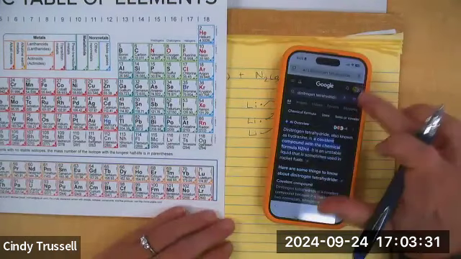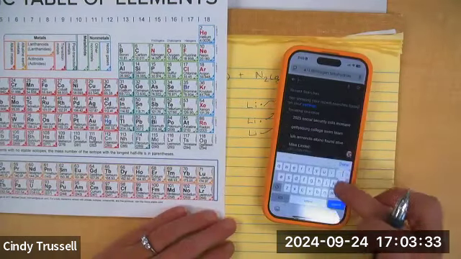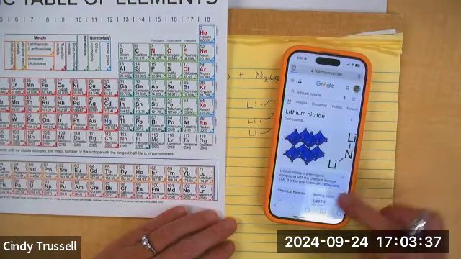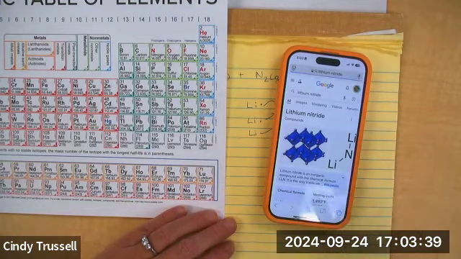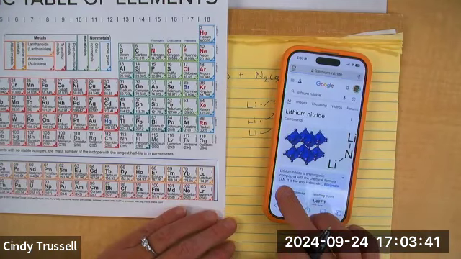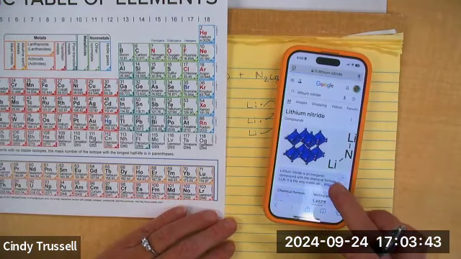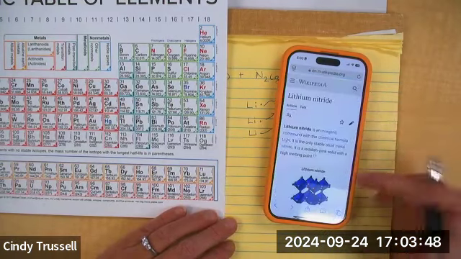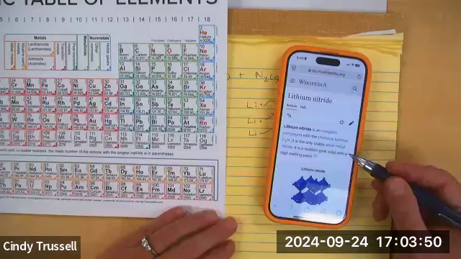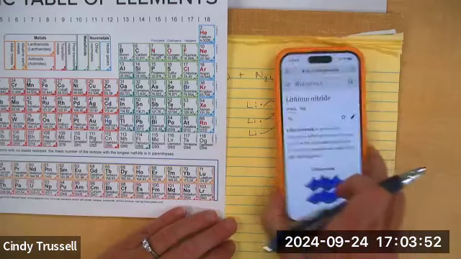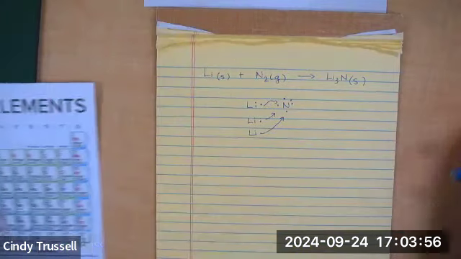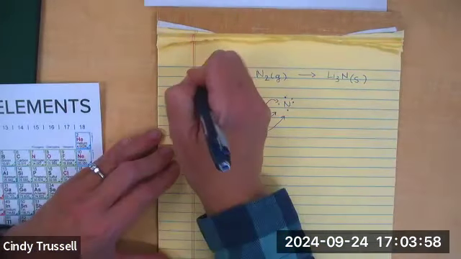So again, we're going to go to Google and search lithium nitride. It says it's an inorganic compound with the chemical formula Li3N. It is the only stable alkali metal nitride. It is a reddish pink solid with a high melting point. So it's a solid. Alrighty. And then number 10. So this was number 9.